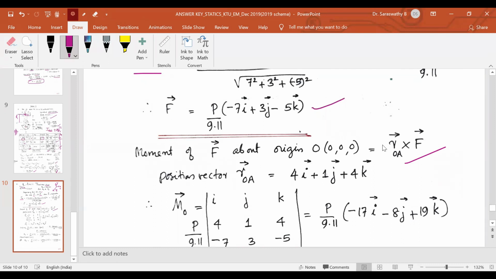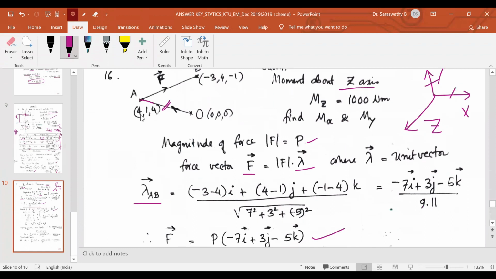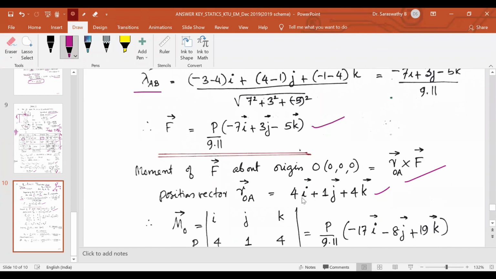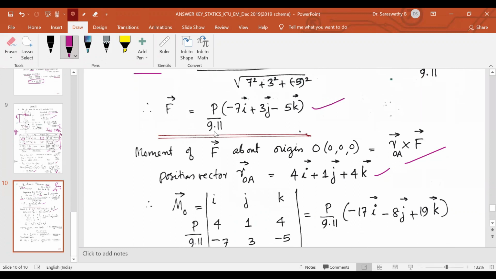So we have to find ROA. So it is A minus O. The coordinates of A are given as 4, 1, 4. Coordinate of O, 0, 0, 0. So 4i plus 1j plus 4k is the position vector. So now find out the cross product, ijk, position vector 4, 1, 4, force vector P by 9.11, which I have taken outside, minus 7, 3, minus 5.